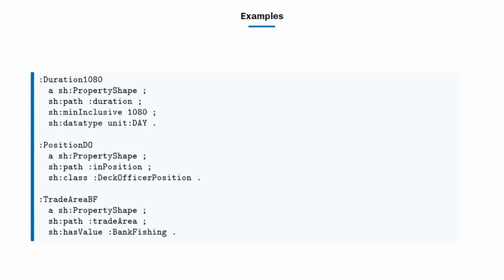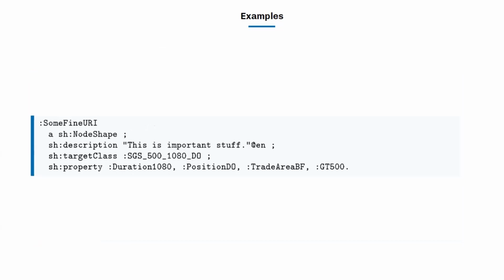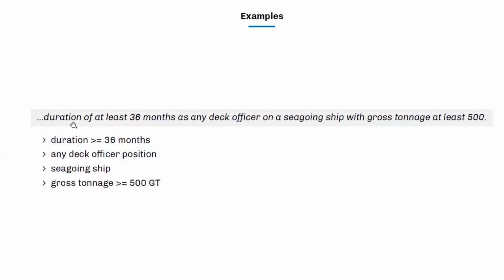A deck officer position is any resource that is an instance of the deck officer position class. And then we have bank fishing, which is a factual value. Putting it together, we have some fine URI as a node shape, and we list all the properties together. So this node shape would express the sentence here.